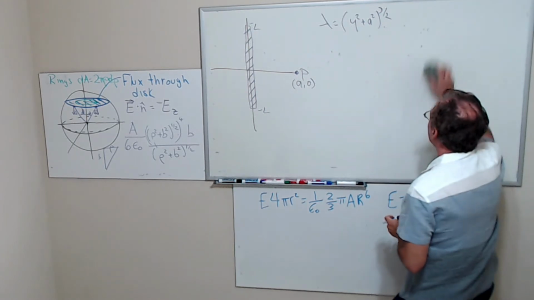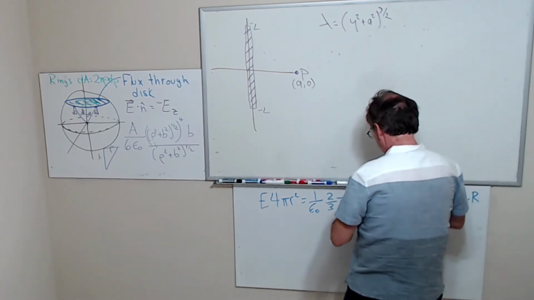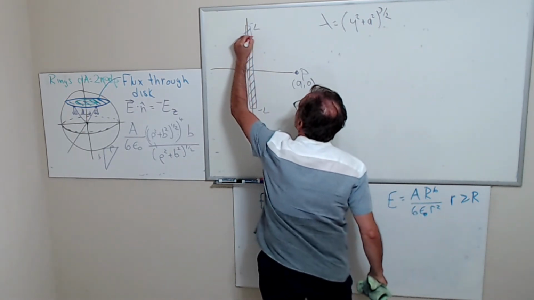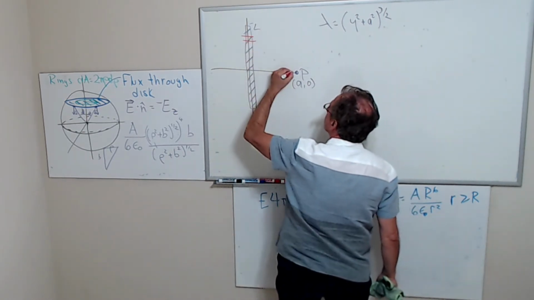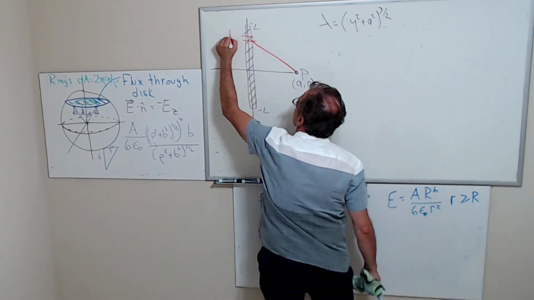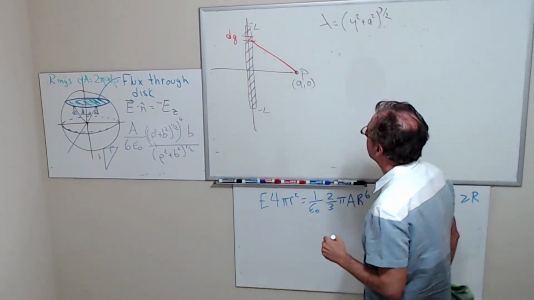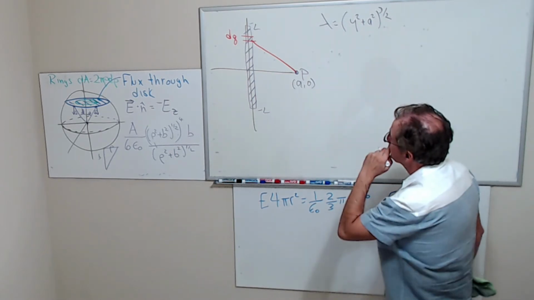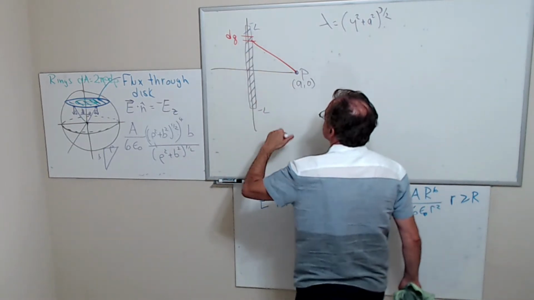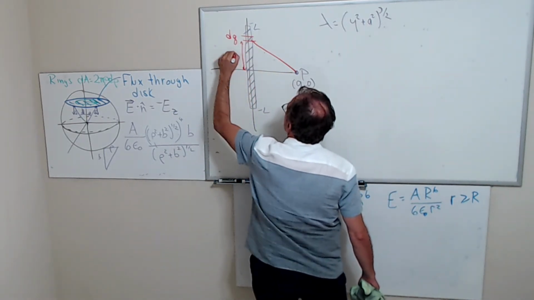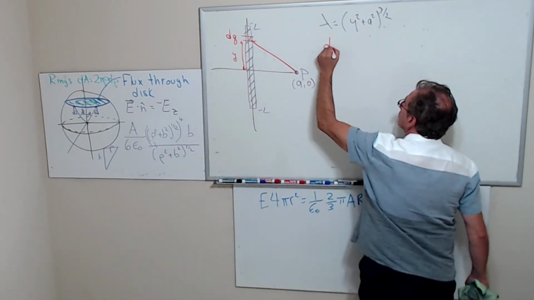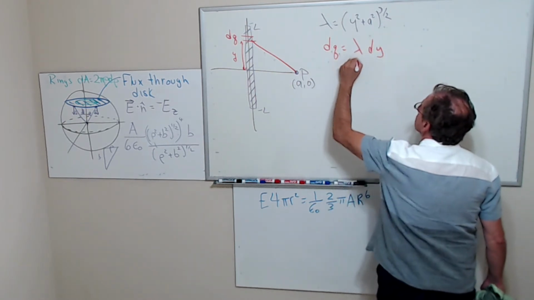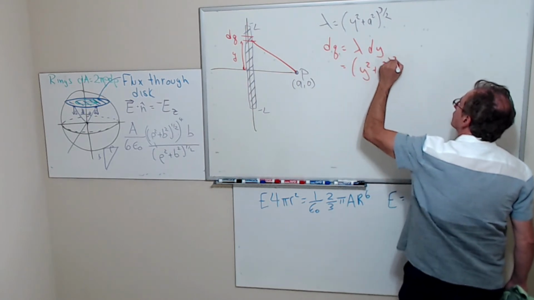Okay. All right, so basically, you're trying to follow the procedure. And so what you need to do is to break this thing up into a bunch of dQs along the y-axis. So this distance here is y. And so dq is lambda dy, which is equal to (y squared plus a squared) to the 3/2 dy.